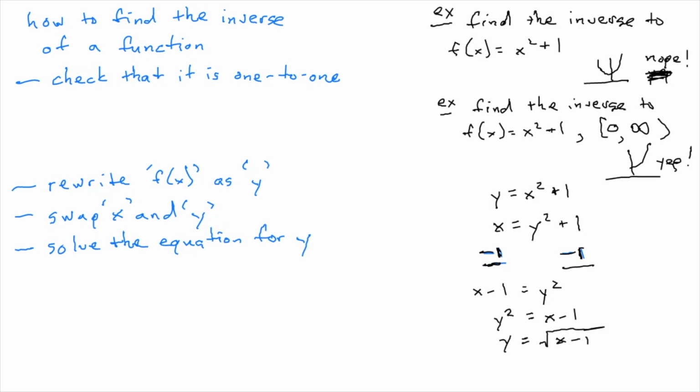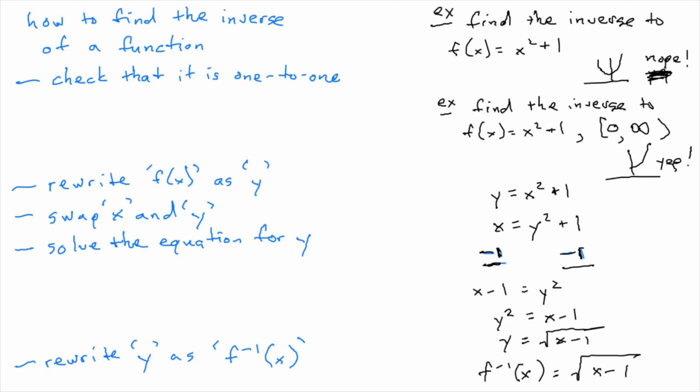There you go. The square root of y squared is y, so that takes care of that. And the square root of x minus 1 is the square root of x minus 1. Last step, rewrite y as f inverse of x. That weird notation. And I write f inverse of x equals the square root of x minus 1. That's how you do it. This is a skill you will have to perform several times in today's exercises.